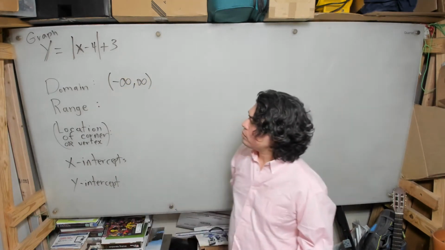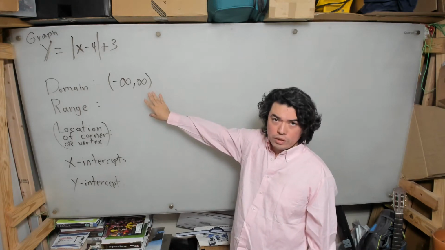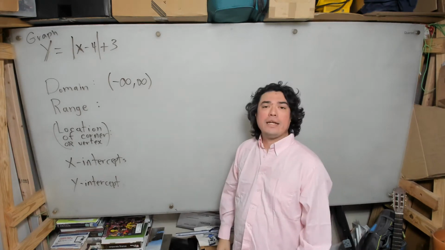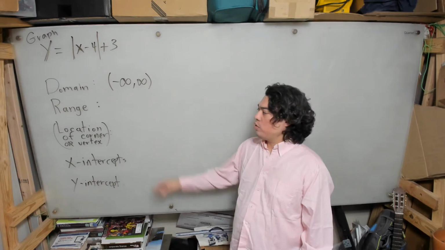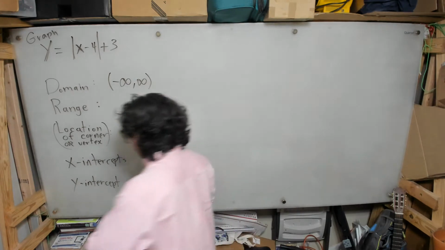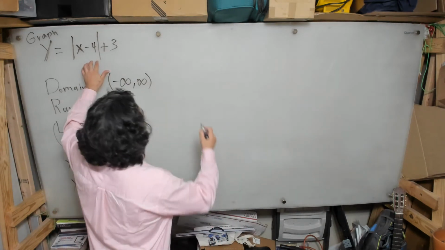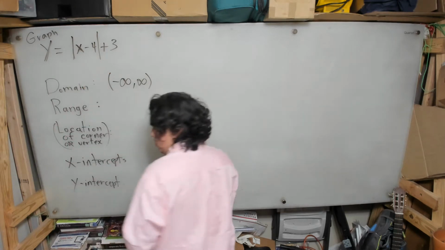Okay. What about the range? The range we're going to talk about in a moment, and the reason why I'm saying that is that it'll become elucidated once we have identified the location of the corner. So in order to find the corner, okay.